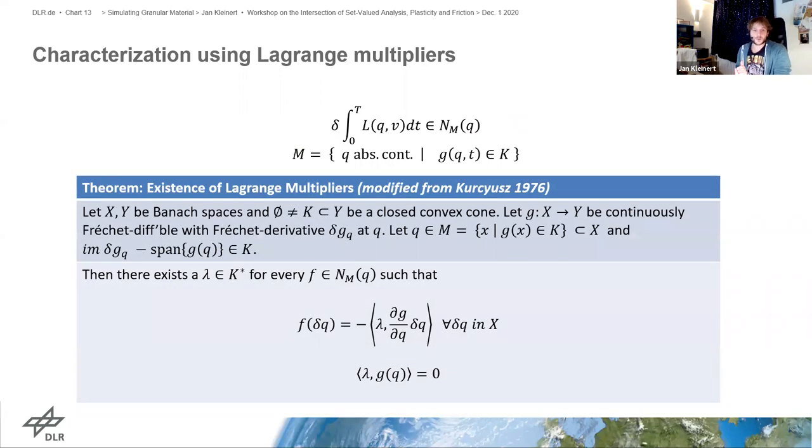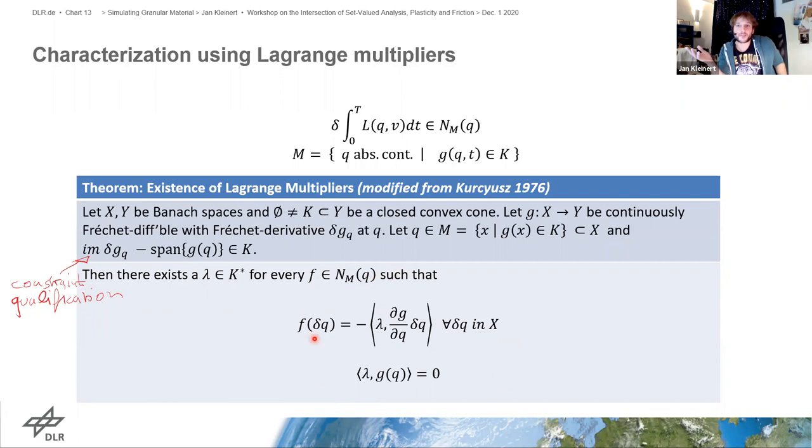So I'll give you this theorem, which is a modified version from a theorem about optimization in Banach spaces. So this can, with small modifications, be applied to this mechanical problem at hand. So basically what it says is, assume you have two Banach spaces X and Y and a closed convex cone K in Y. Also you have a mapping G, which maps elements from X to elements of Y, which is continuously Fréchet differentiable. And we have a point Q, which is contained in the set that is defined by the conical inclusions of G and K. And then you have an additional assumption that I don't want to talk about. This is a constraint qualification, something like the Robinson constraint qualification. Then if you have this, there exists a lambda, the Lagrangian multiplier in the dual cone of K, for every F in the normal cone of M at Q, such that you can write F in this fashion.